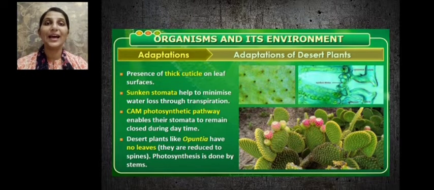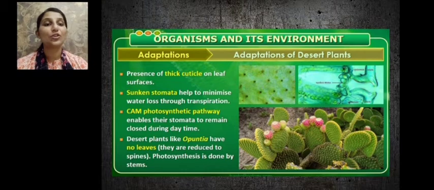And they adapt to the CAM pathway, that is crassulacean acid metabolism photosynthetic pathway, which enables their stomata to remain closed during daytime. We learned last year about the C3 and C4 pathways. This is another pathway called the CAM pathway, in which the stomata remain closed during daytime.